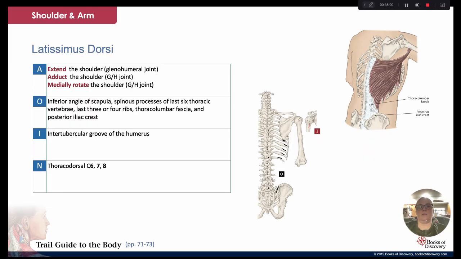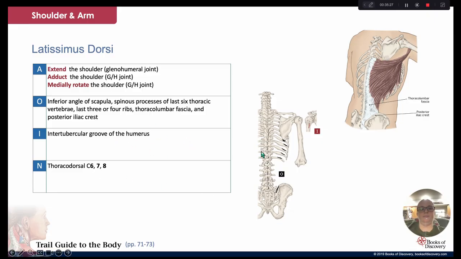The lats, or the latissimus dorsi. This is the main muscle you think of when you're swimming. So it does the swimming actions. It extends the shoulder, so it brings it back like you were doing a stroke. It will adduct the shoulder by bringing it back to the body, and it'll medially rotate.